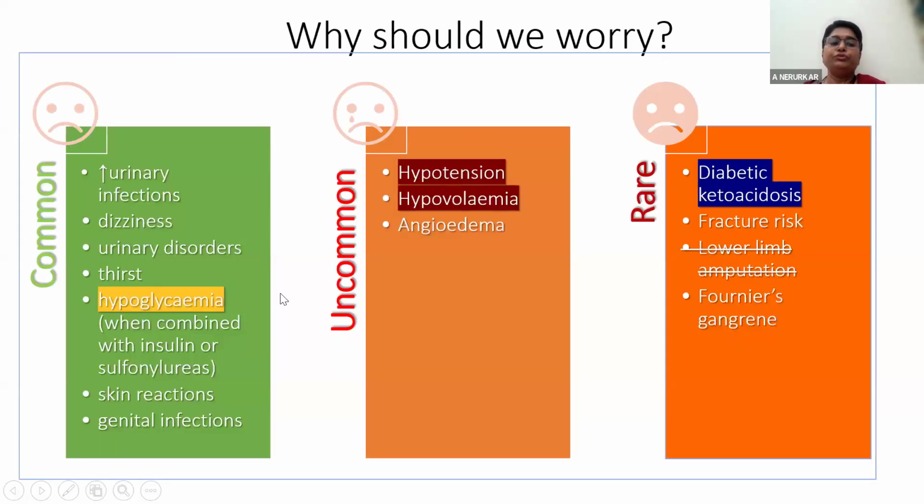Why should we worry? Well, we should worry because there are some significant side effects. Though by itself it doesn't cause hypoglycemia, it can cause hypoglycemia when it is combined with insulin or sulfonylurea. Why doesn't it cause hypoglycemia on its own? Because it is just dealing with the excess sugar that has come into the glomerular filtrate and not the blood levels per se. However, it can cause increased urinary infections because glucose is a good culture medium in the urine. It can cause dizziness because of its diuretic effect. It can cause hypotension for the similar reason, and hypovolemia. And the most dreaded complication is diabetic ketoacidosis, which is difficult to detect because it is euglycemic.